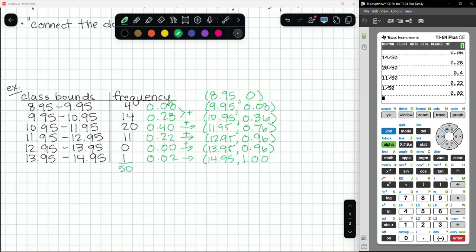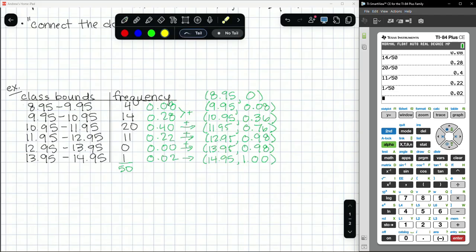Did I miscount somewhere? I did, and there's nobody here to catch me. That should be 1, but Mr. Jolliffe doesn't know how to add. 6 plus 2 is 8, 0.98. 0.98 plus 0.02 is 1. I did that correctly.